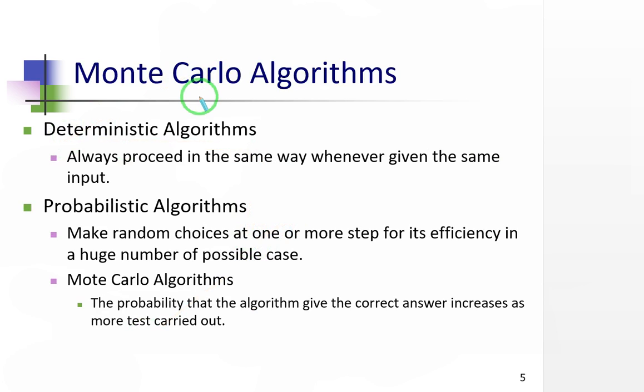So coming to the Monte Carlo algorithm, we have some definitions. A deterministic algorithm always proceeds in the same way whenever given the same inputs. A probabilistic algorithm makes random choices at one or more steps for its efficiency in a huge number of possible cases. The Monte Carlo algorithm says that the probability that the algorithm gives the correct answer increases as more tests are carried out. So once you are doing your testing, your chance of a correct answer keeps increasing, so move on, do it again and again and get your correct answer.